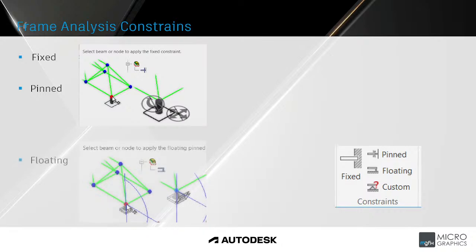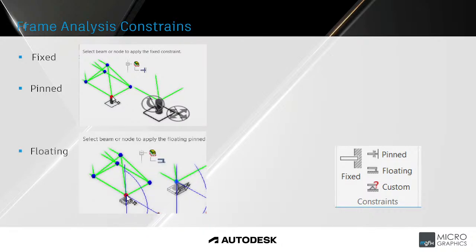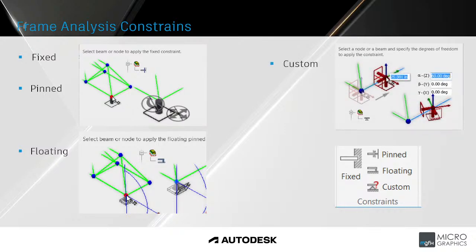Next, we'll have a look at your floating pinned constraint. This removes displacement degrees of freedom in a specific direction in a frame structure. Then you get your custom. Your custom defines degrees of freedom in a specific node of the structure. As you can see, when you look at the pictures, you can see the different directions the different constraints move, and with custom, you can select and actually customize it.